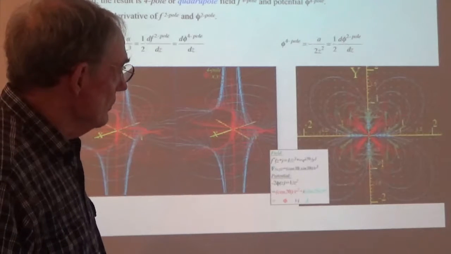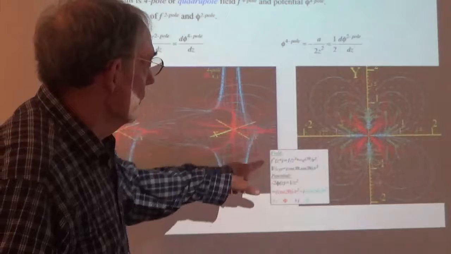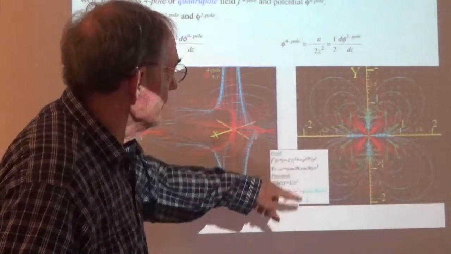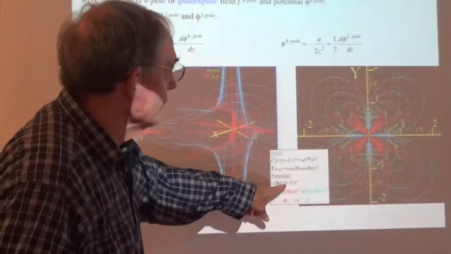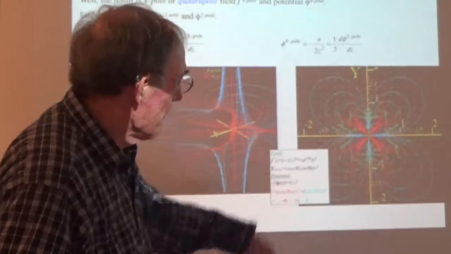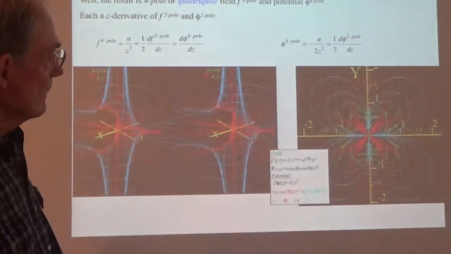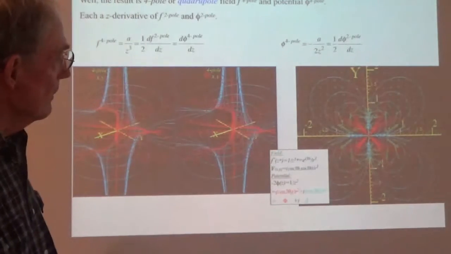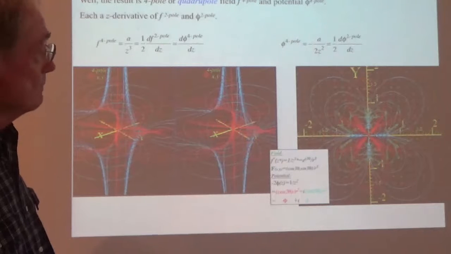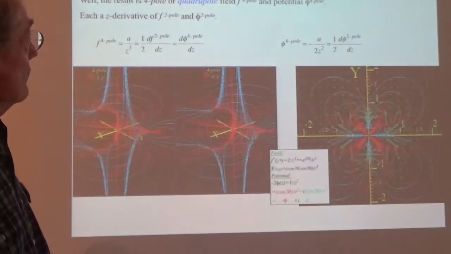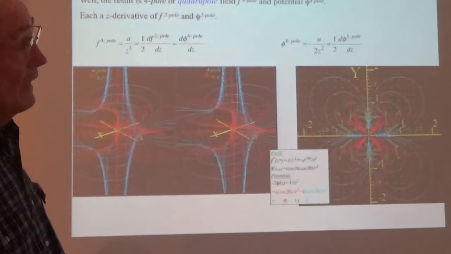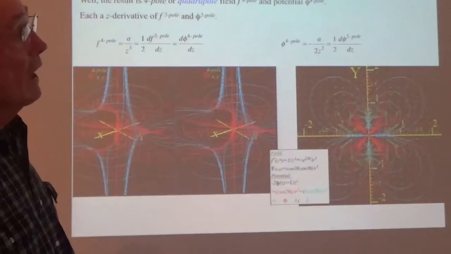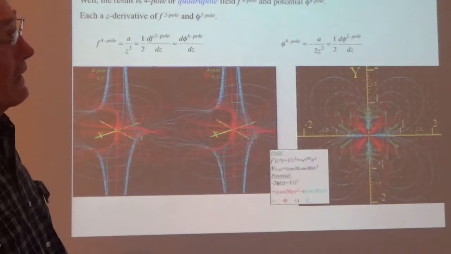And what you're seeing for this field right here, which is what has a field of 1 over z cubed, a potential of 1 over z squared. That's the phi function. There's the f function right there. And the quadrupole at 0, that's, let's see if I've got that.